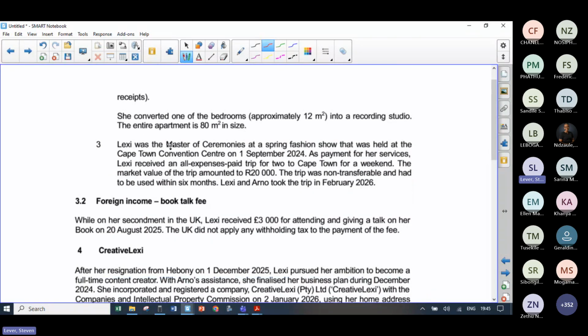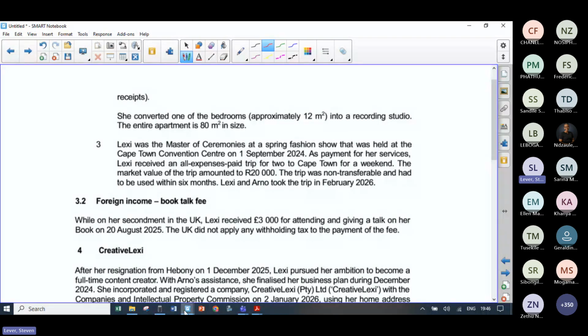It says Lexi was Master of Ceremonies at a spring fashion show that was held at Cape Town Convention Centre on 1 September 2024. As payment for her services, Lexi received an all-expenses paid trip to Cape Town for a weekend. The market value of the trip is 20,000. The trip was non-transferable and had to be used within 6 months. Lexi and Anna took the trip in February 2026. So guys, she was Master of Ceremonies and they gave her a 20,000 Rand trip for it.